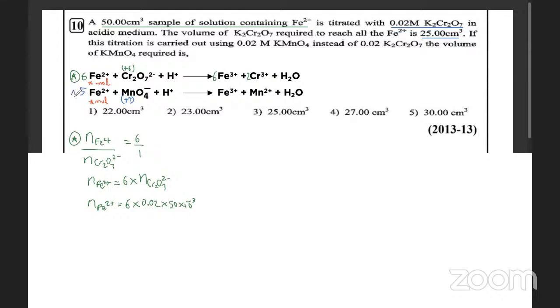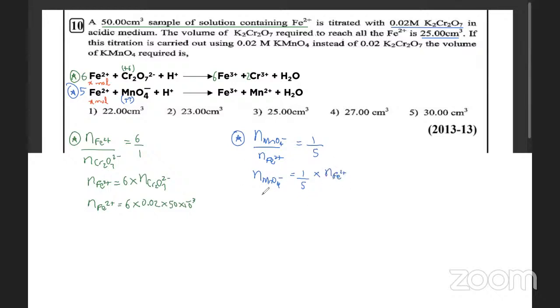Okay, from the second one, what is the ratio I have to write? They're asking for the volume of permanganate to solve right now. Number of moles of permanganate over number of moles of Fe2+, that is equal to, what is the ratio? 1/5. So number of moles of permanganate is equal to 1/5 into number of moles of Fe2+.